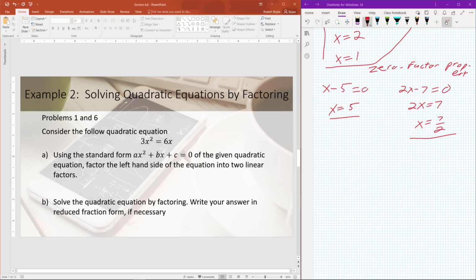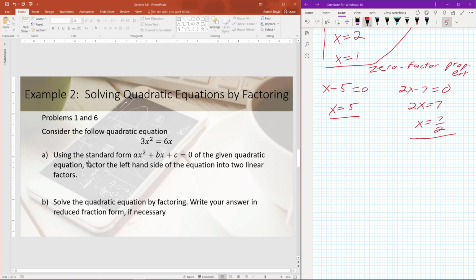In our next example, we have a quadratic equation, but it is not in factored form. Okay, so the first thing that we have to do, which is part A, the first thing that Haas will ask you to do, is to put this into factored form. Write it as a product of two linear factors. So let's go ahead and do that.